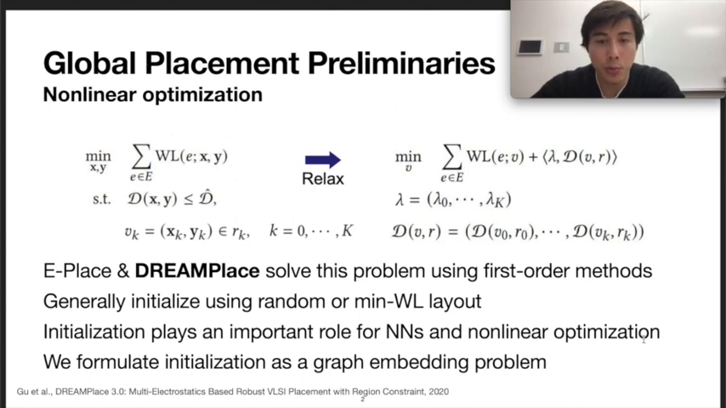However, a gap in the previous work is that initialization of these methods is not rigorously studied, and we were curious about the effect of initialization on downstream placement quality. As we know, initialization plays an important role for the performance of neural network classifiers and more generally for the quality of solutions found by first-order methods applied to nonlinear optimization problems. So motivated by this, we propose and investigate a couple of different algorithms for doing initialization, in particular one that's based on a graph embedding formulation.